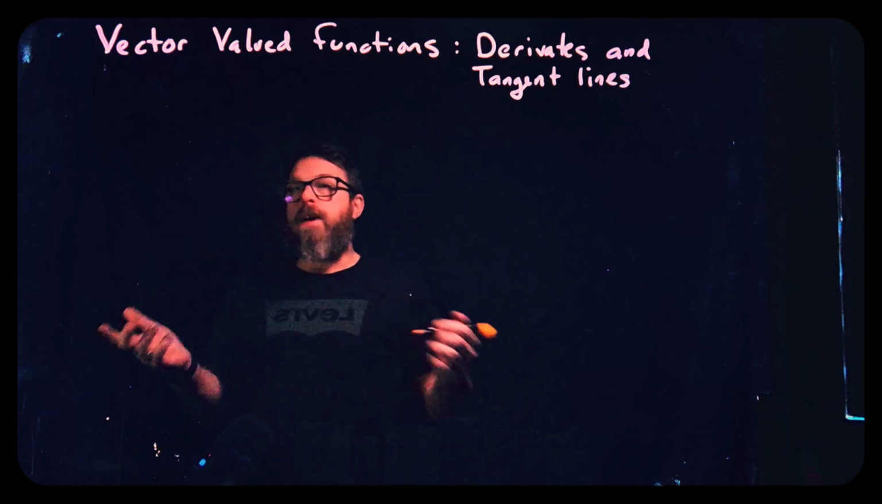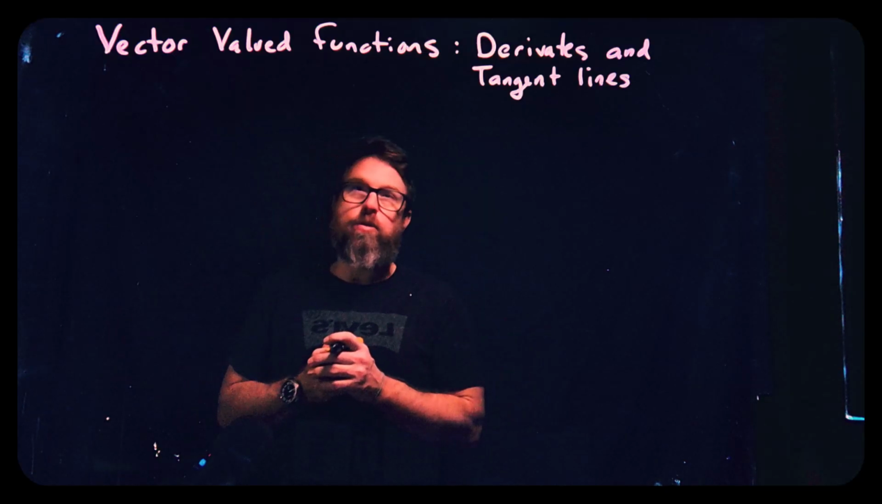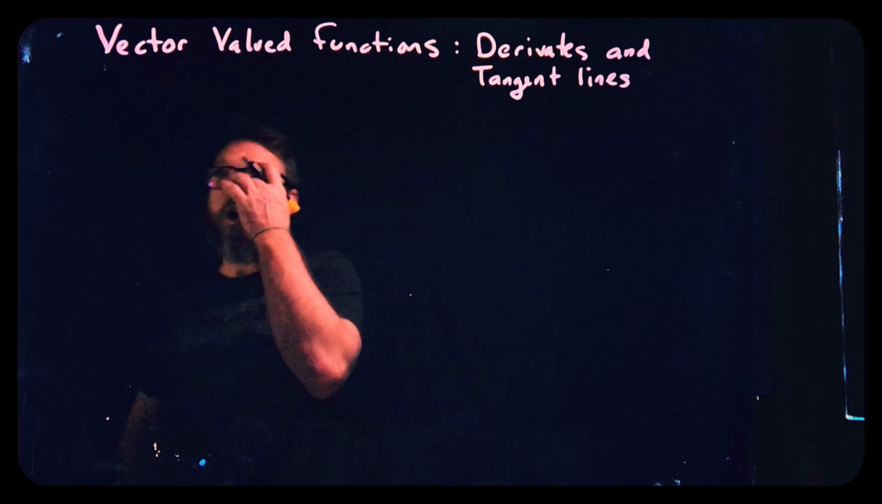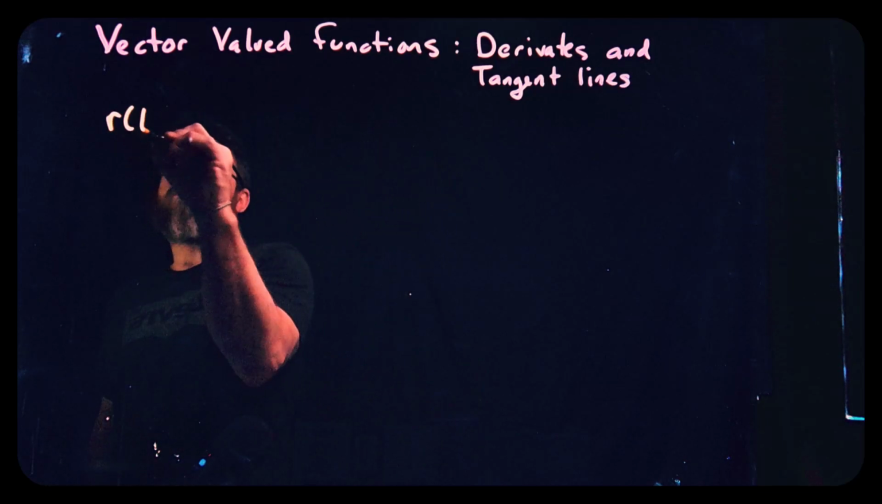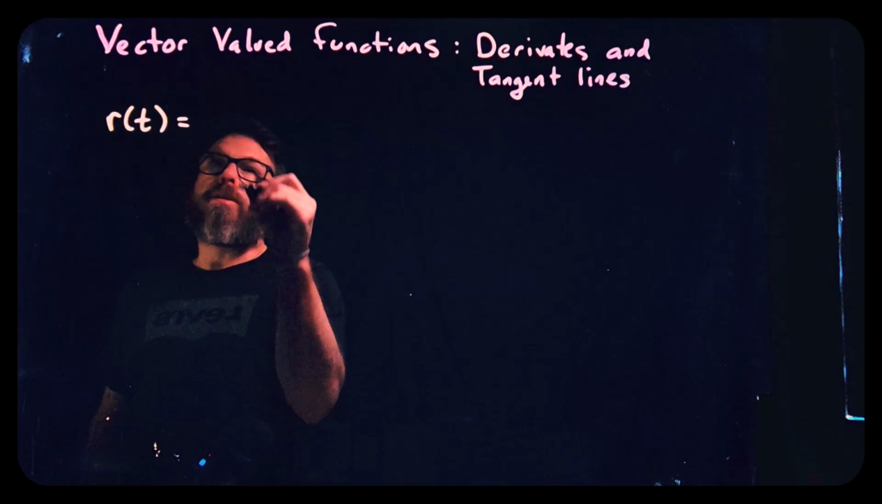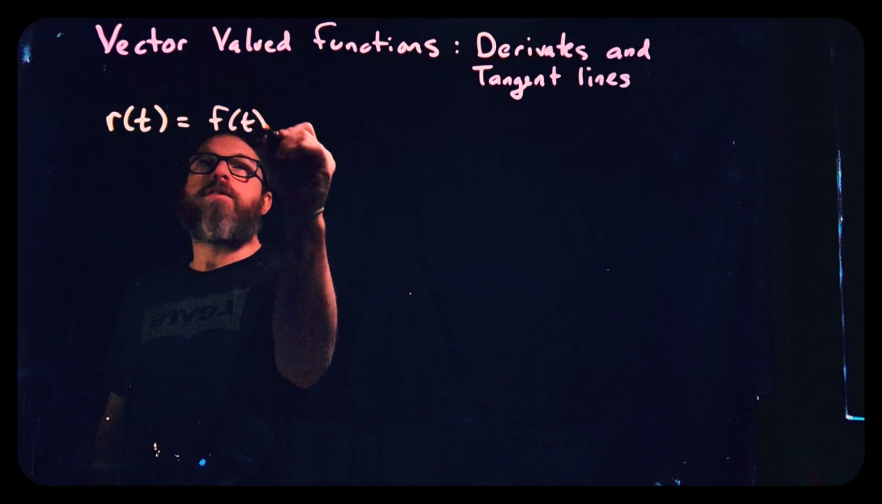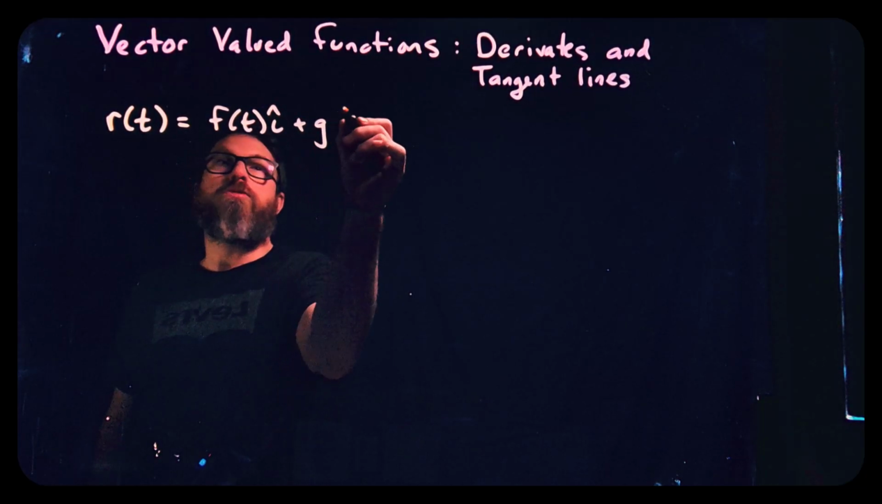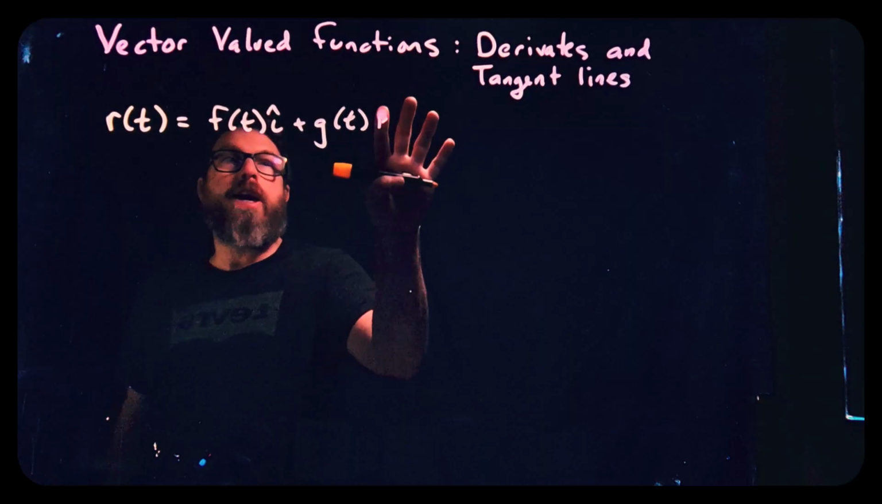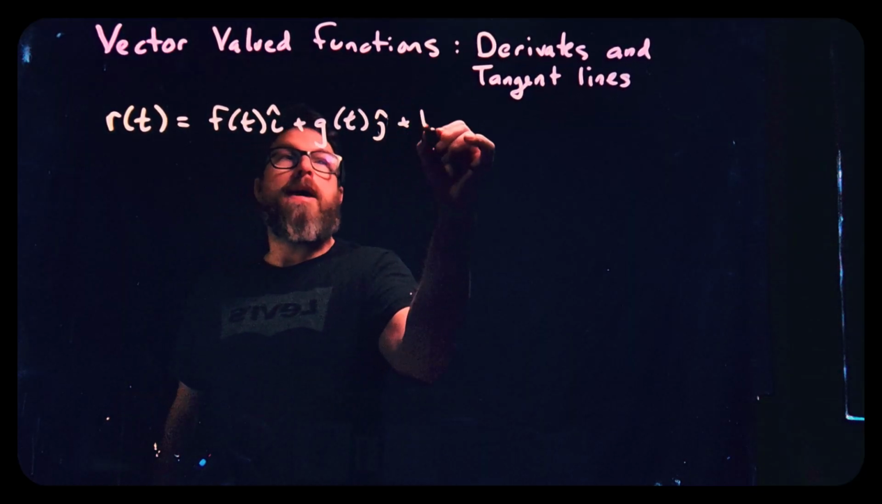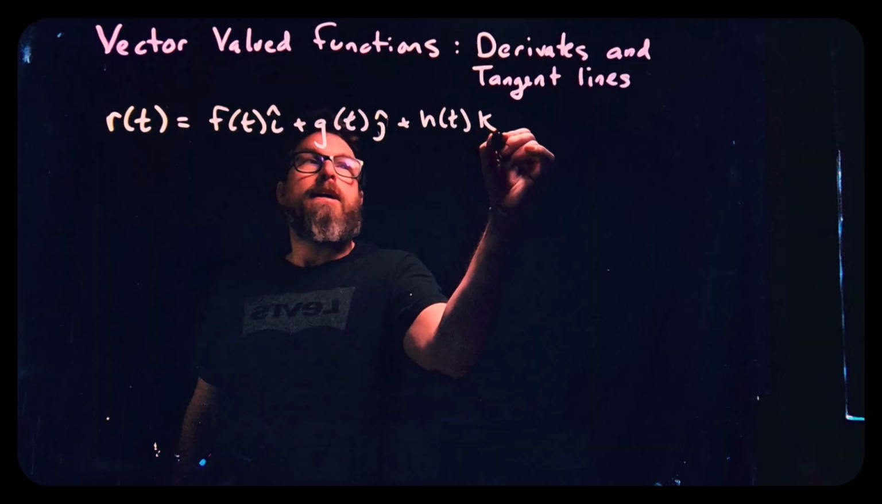So really, what is a vector-valued function? Well, we'll do it in 3 dimensions. It can be in 2 dimensions as well. But what we say is r of t is going to be equal to some f of t i plus some g of t j plus some h of t k.